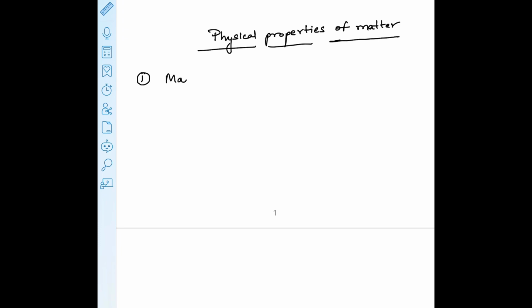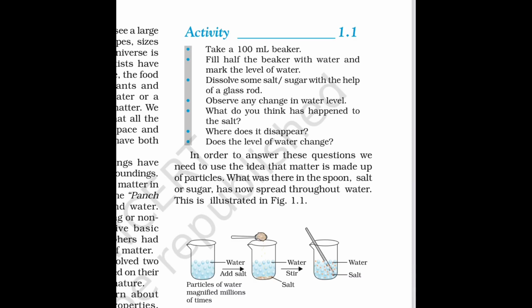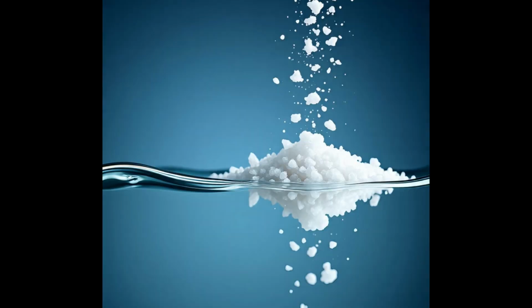Matter is made up of particles. This means that all matter is not continuous but consists of extremely small particles. Let's take an example. Take a 100 ml beaker, put water in it, and then add salt or sugar in it. After some time, you will observe that salt disappears. So salt just seems to disappear. Actually, salt particles spread into the spaces between water particles.